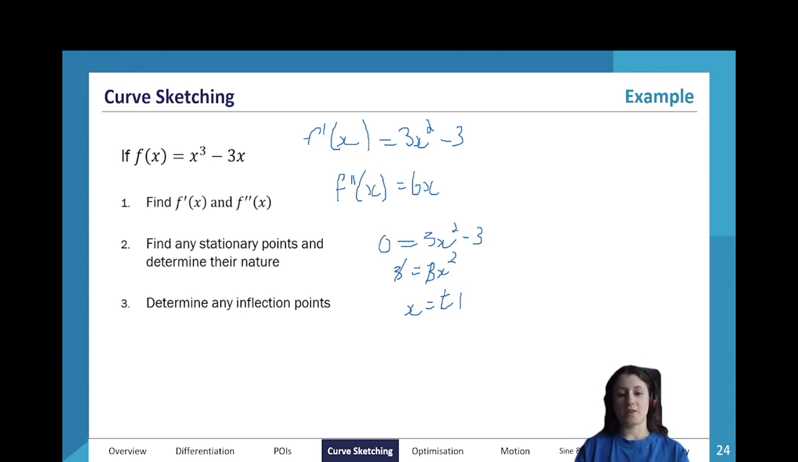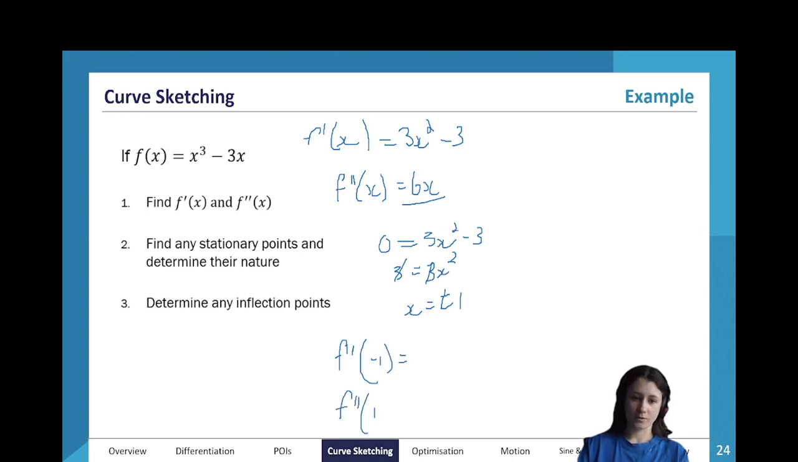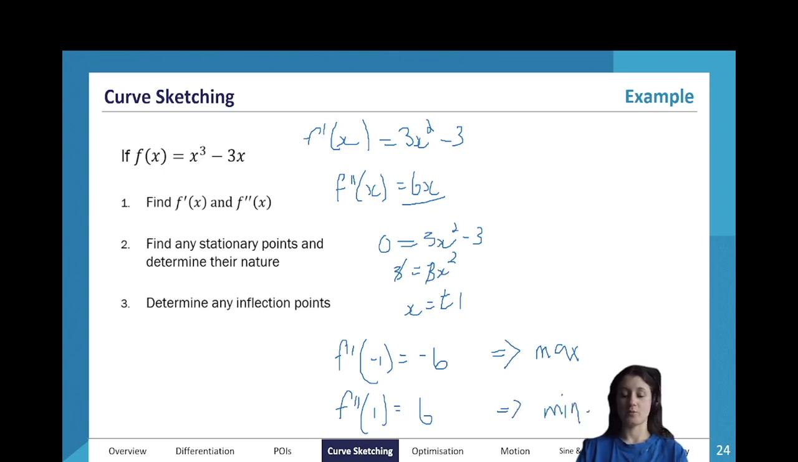Now we need to determine the nature of these. Because our second derivative is so simple, we're going to use it. We're going to have double dash at negative 1 and double dash at 1. So the second derivative will be negative 6 at negative 1, and positive 6 at 1. Remember, when our second derivative is negative, it means we have a local maximum. When our second derivative is positive, it means we have a local minimum. So that's how we can classify those stationary points.